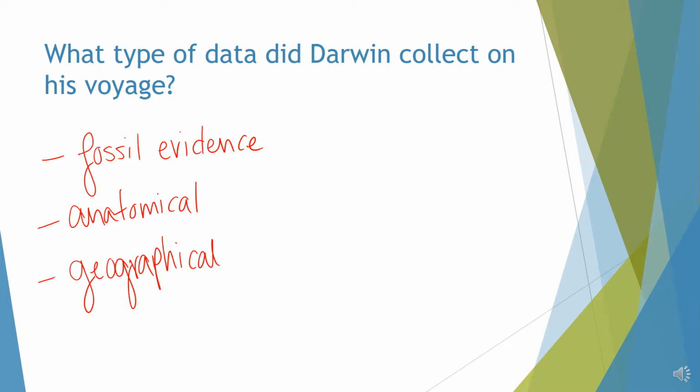Was it a flat island? You know, was it very mountainous, volcanic? Did it have sandy beaches, or was it rock cliffs? Things like that.